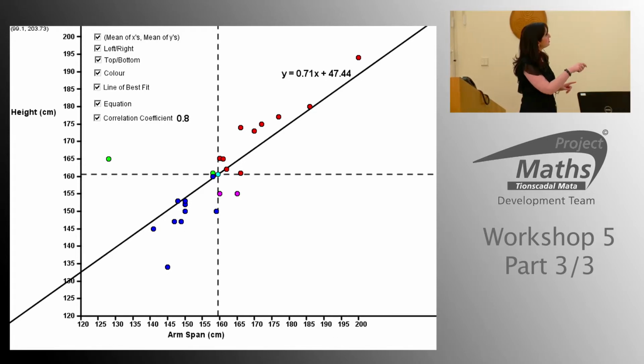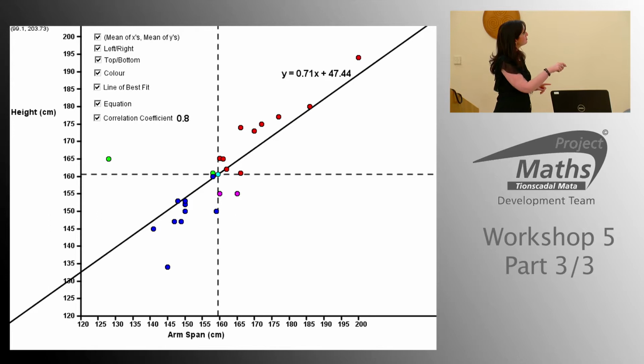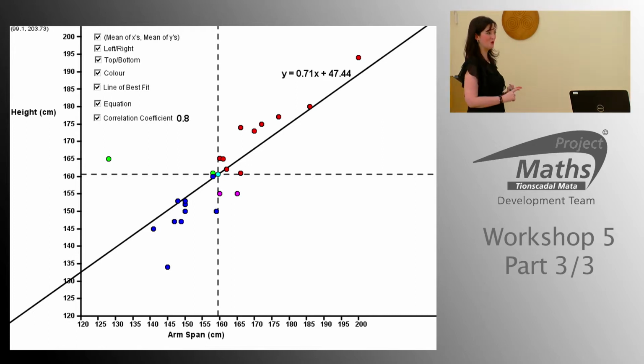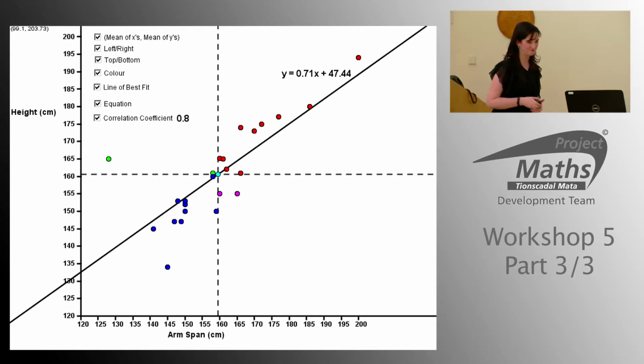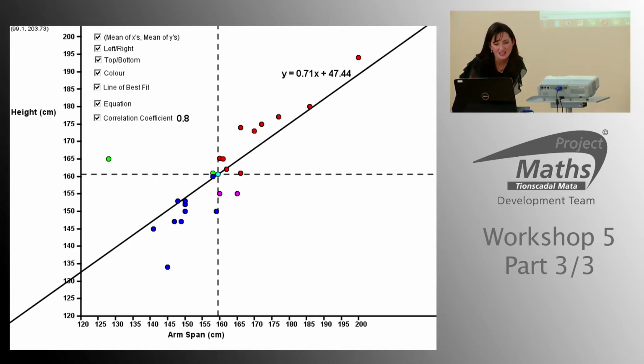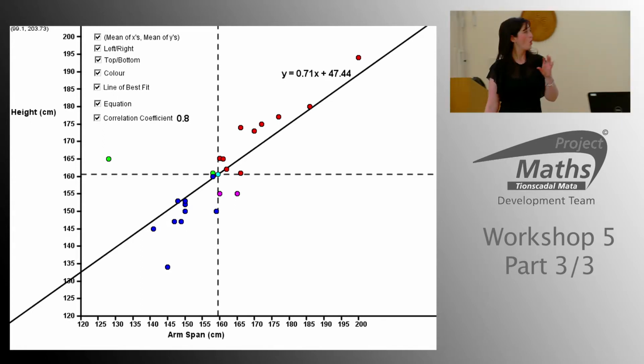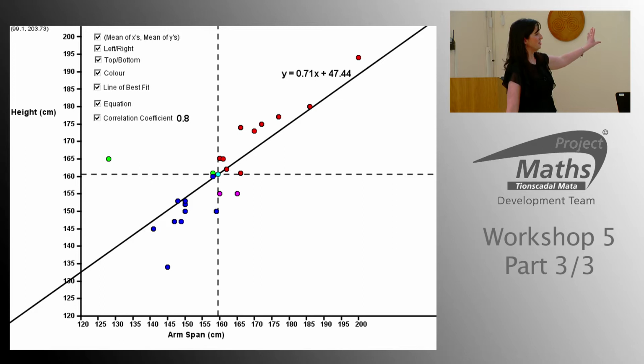Okay, so you see the blue people here. Describe them for me. Yeah, they have below average height, below average arm span. So it's a lovely frame of reference, isn't it? Okay, now I'm going to take those lines off for a minute, and I'm going to ask you then for the correlation.